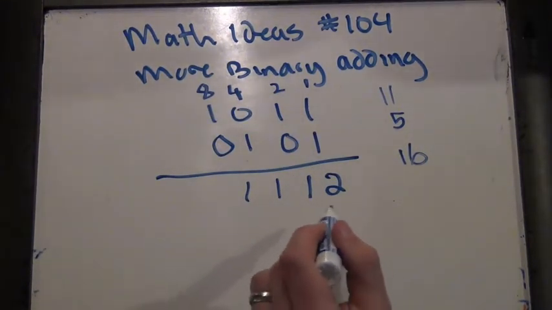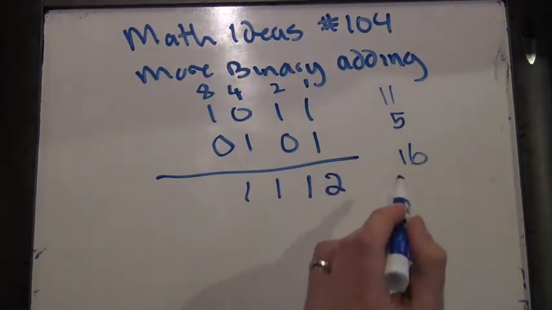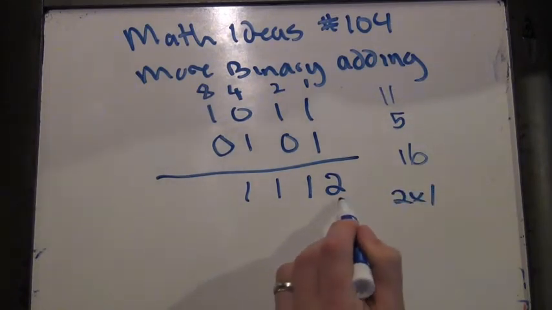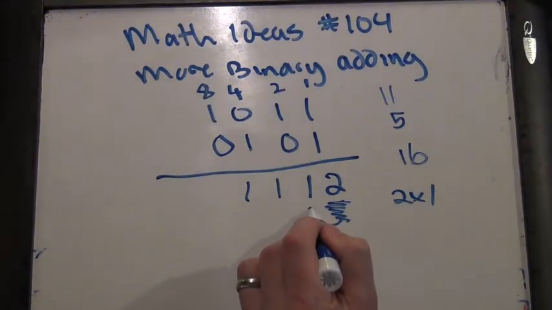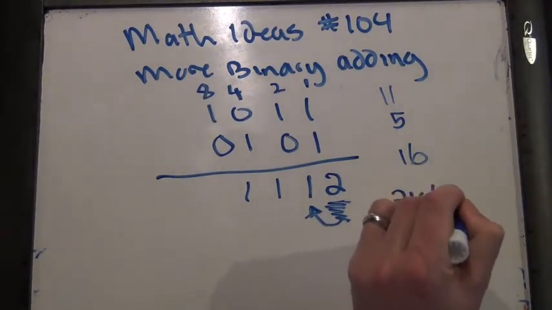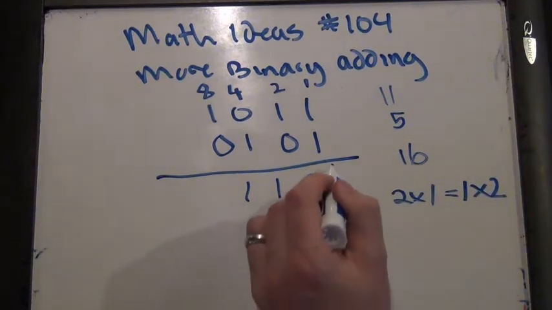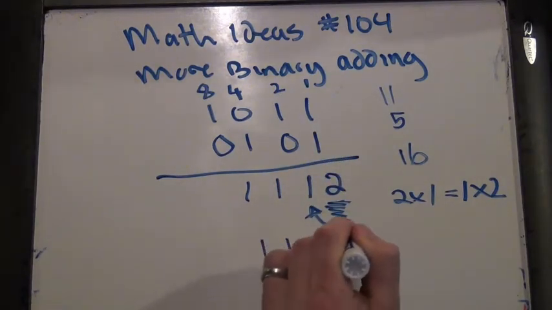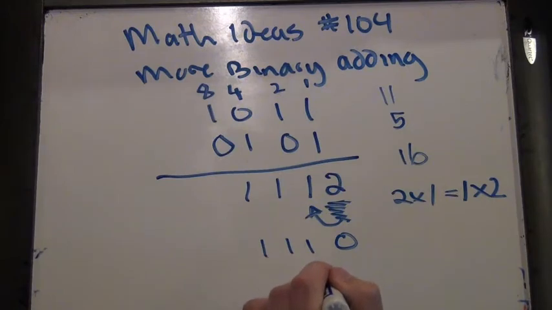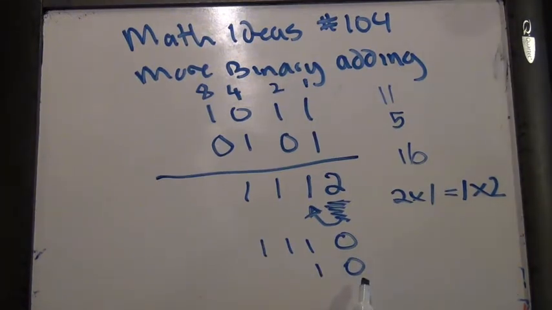Okay? So what we're going to do is change this 2. This is really in the ones digit, right? This means 2 times 1. That's what that digit means. We're going to change it and shift it 1 digit over and say 2 times 1 is the same as 1 times 2. I'm going to take this digit away and make it a 0. This is the same as 1, 1, 1, 0 plus 1, 0, because 1, 0 is equal to 2. Does that make sense? This is 1 times 2.